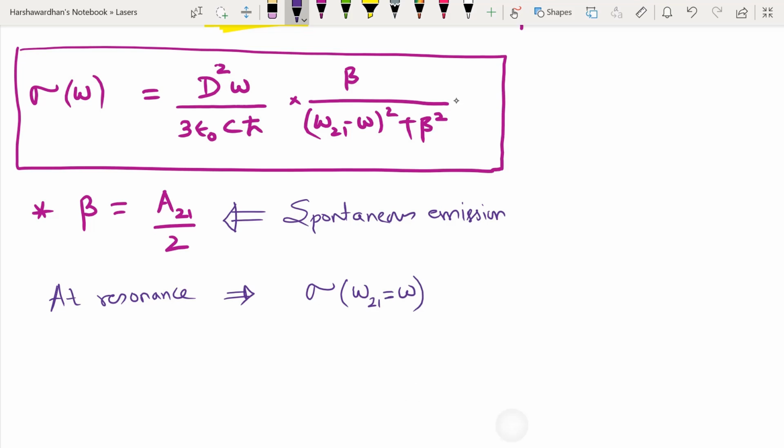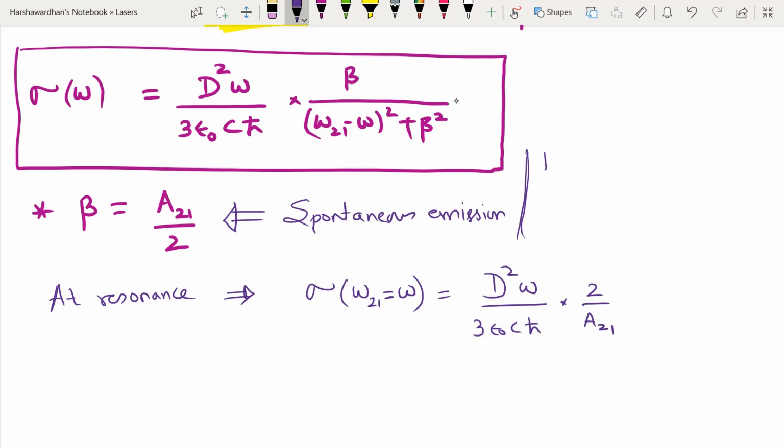This simply becomes d square omega over 3 epsilon naught c h bar. This is my prefactor, and omega equal to omega 21 goes to 0. So essentially what I have is the 1 over beta contribution, and that is simply 2 by A21, right? With A21 being my spontaneous emission line width, or the rate of spontaneous emission. Such a broadening mechanism is also what is called natural broadening.